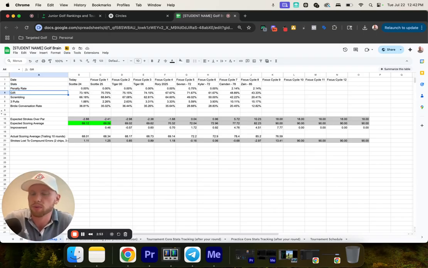The next one we've got is greens in regulation. Greens in regulation is probably the best statistic you could possibly keep on a player's game. Just understand what they're probable to shoot on average. And it's just massive. Greens in regulation has a huge impact on scores.